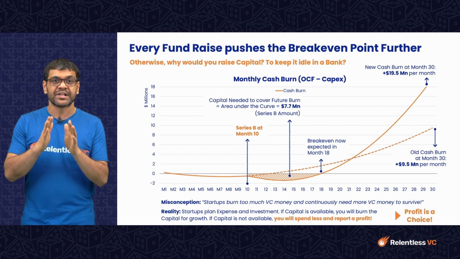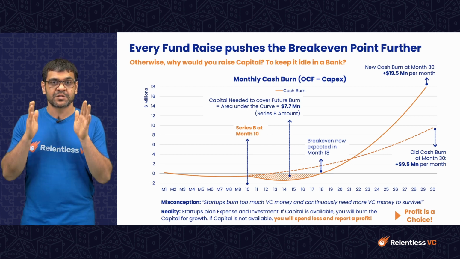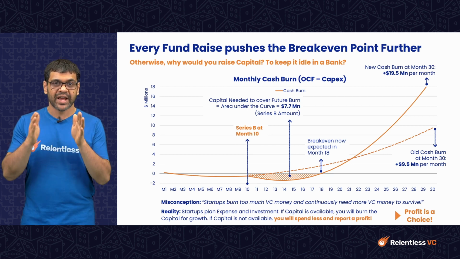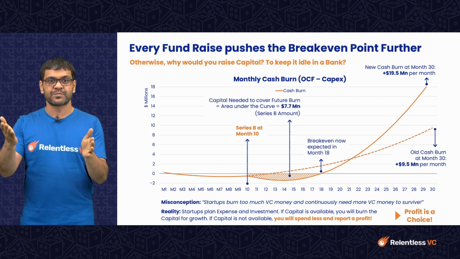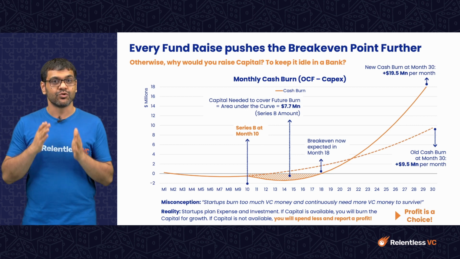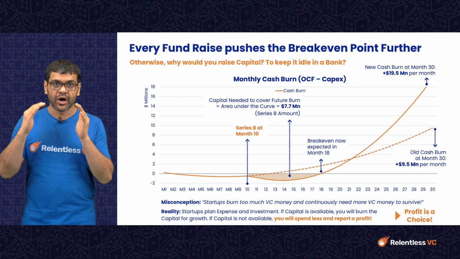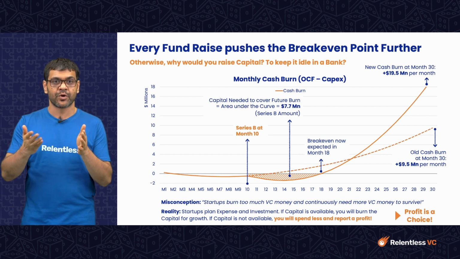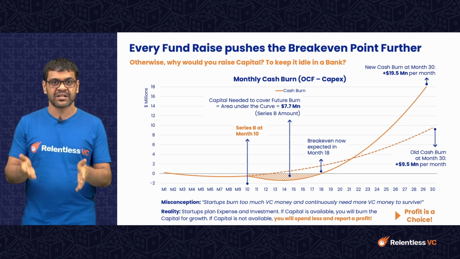Making a profit is a choice because expense is a choice. If you raise capital, you will increase expenses and make losses. If you don't raise capital, you will not increase expenses and will report a profit. Let's see this in action in the real-world example of Tesla.